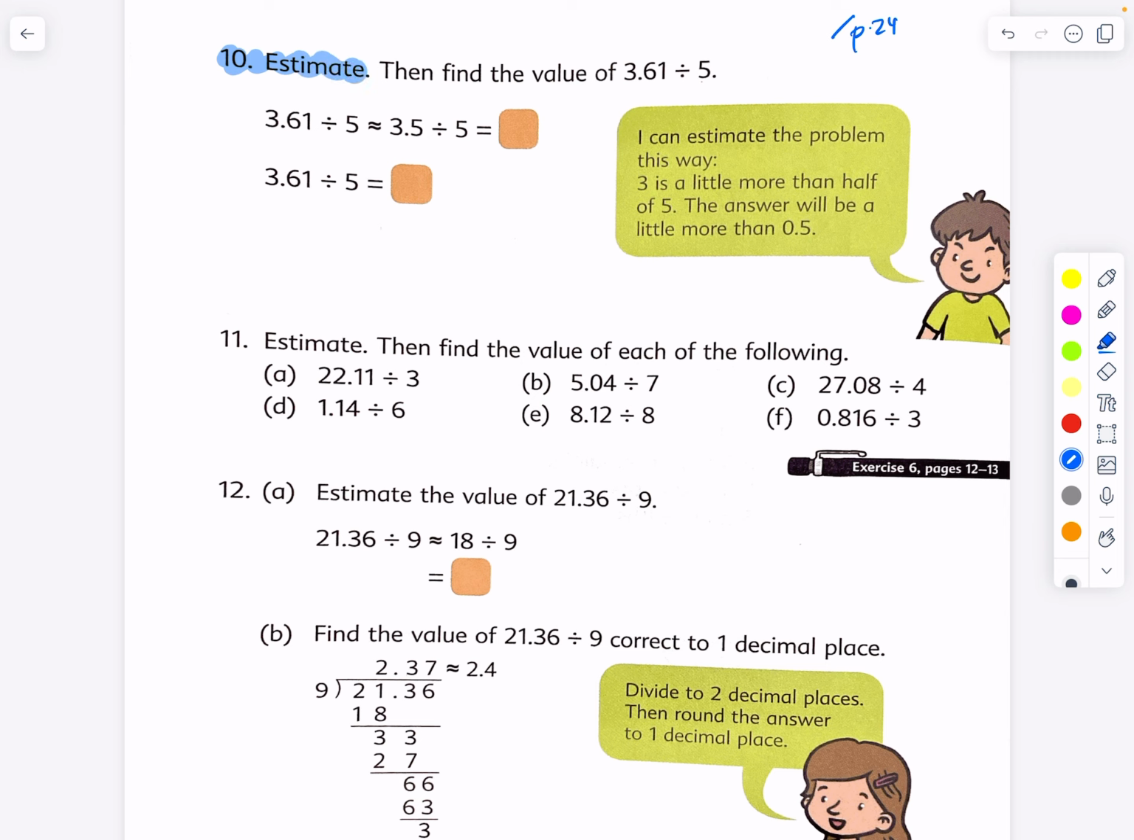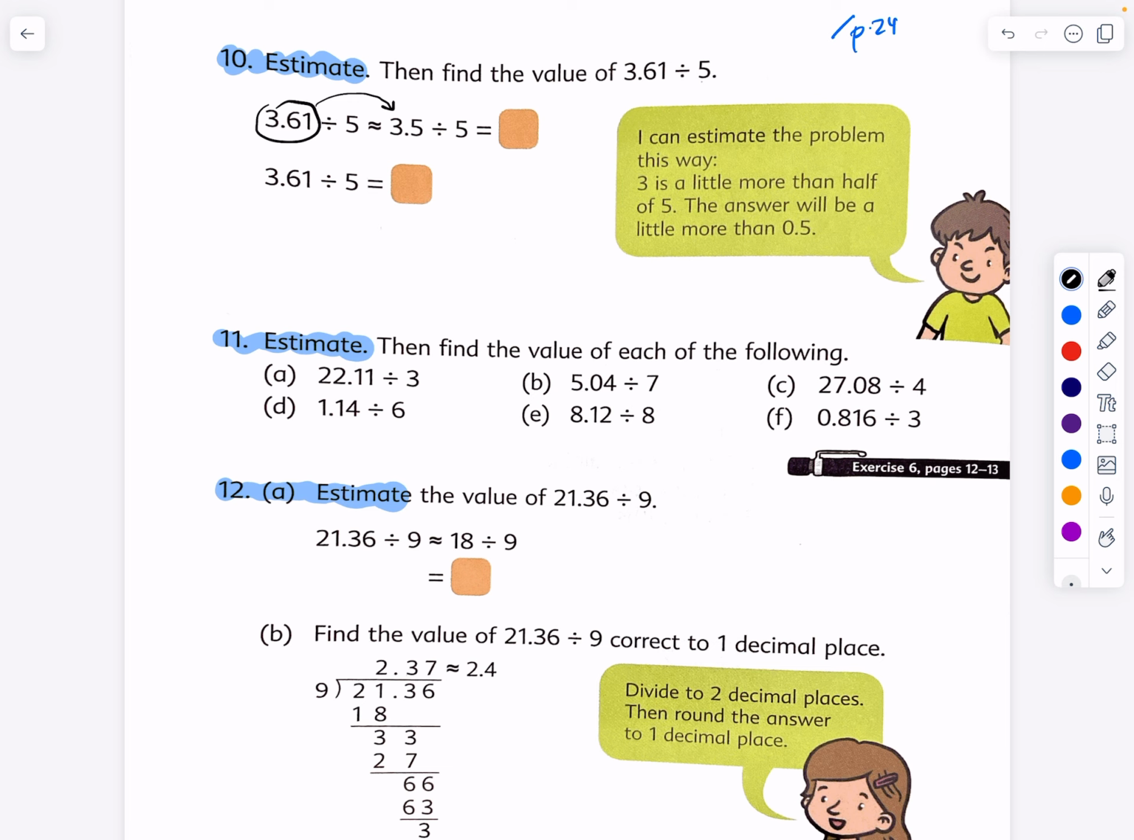Number 10, step 1, estimate. Number 11, step 1, estimate. Number 12, part A, estimate. Again, we're going to look at estimation methods to see if our answers are reasonable. Let's do question 10. 3.61 divided by 5. Let's think 3.61 for division. Instead of rounding up, we're going to round to the closest division fact. What is divisible by 5?